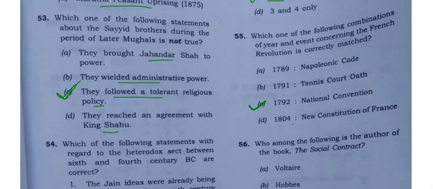Now let's talk about the 55th question. Which of the following combinations of the year and event concerning the French Revolution is correctly matched? Okay, 1789 Napoleonic Code, 1791 Tennis Court Oath, 1792 National Convention. So this is the right option. 1804 New Constitution of France. So 1792 is the right option.